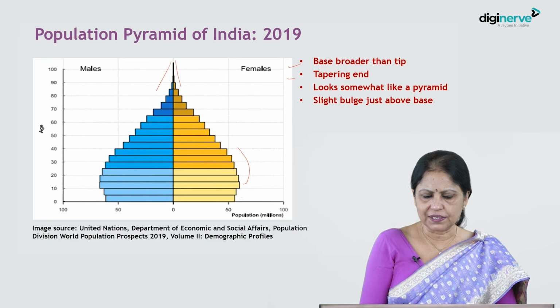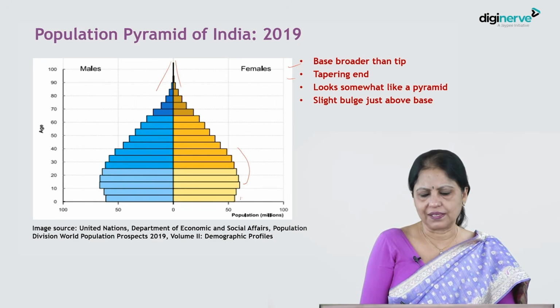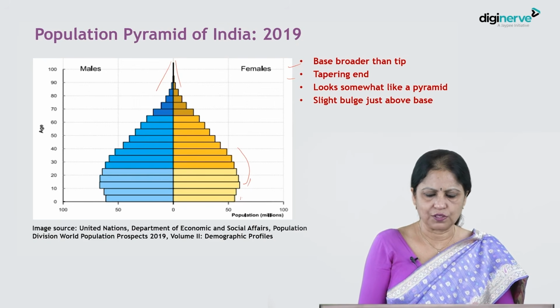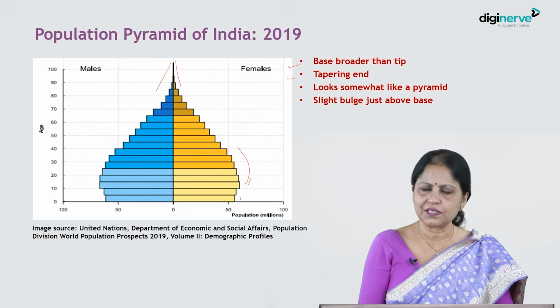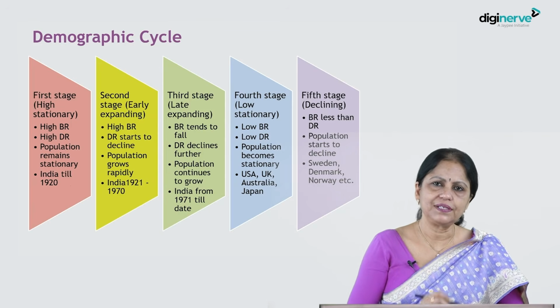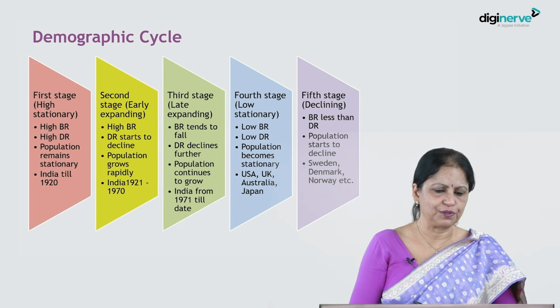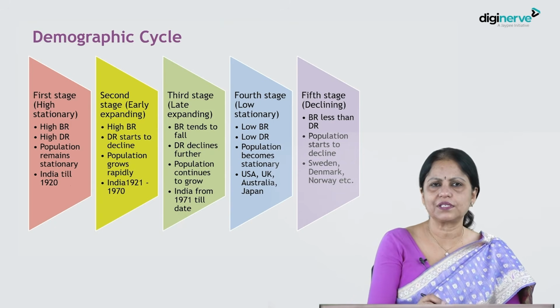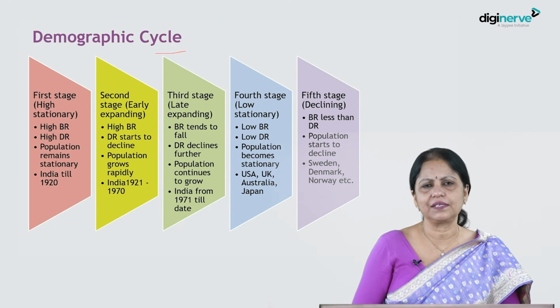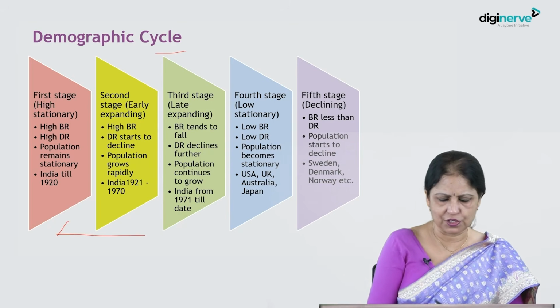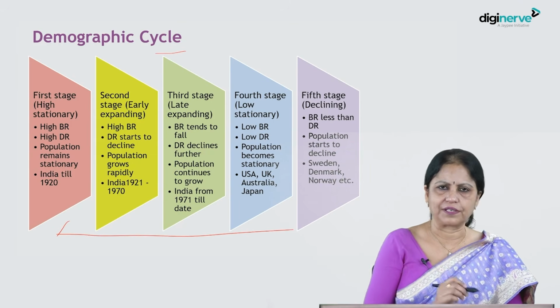So the base is slightly less and there is a bulge above. So that means the fertility rate is falling, and so the young population is less, and gradually there is more bulge in the middle, indicating more people in that group. So this is the demographic cycle I told you about just now. Though it is named a cycle, it is not actually a cycle. It is actually a linear pattern.